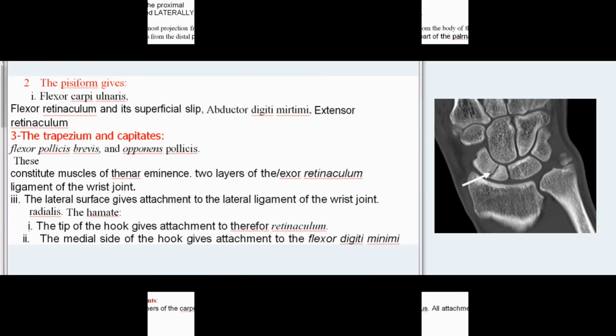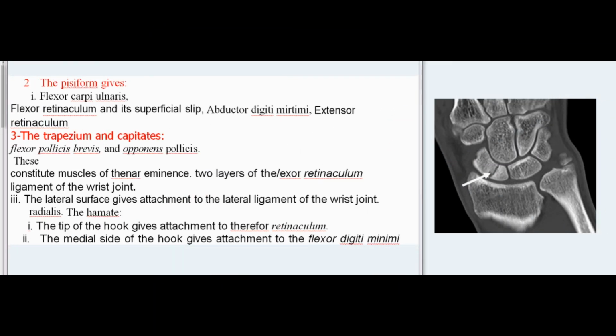2. The pisiform gives attachment to flexor carpi ulnaris, flexor retinaculum and its superficial slip, abductor digiti minimi, and extensor retinaculum. 3. The trapezium and capitate give attachment to flexor pollicis brevis and opponens pollicis. These constitute the muscles of the thenar eminence.